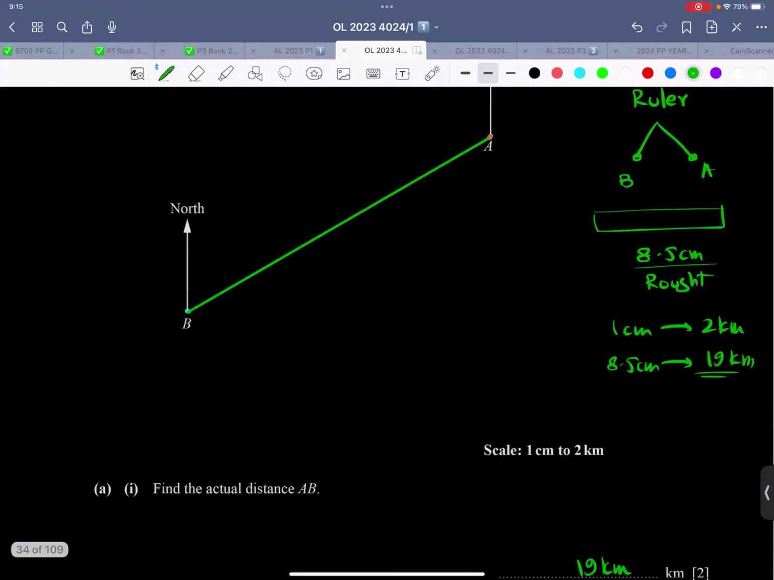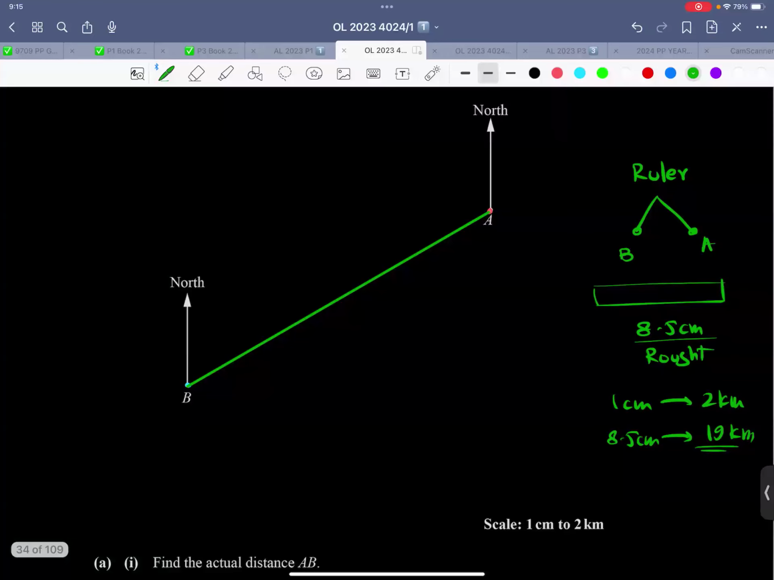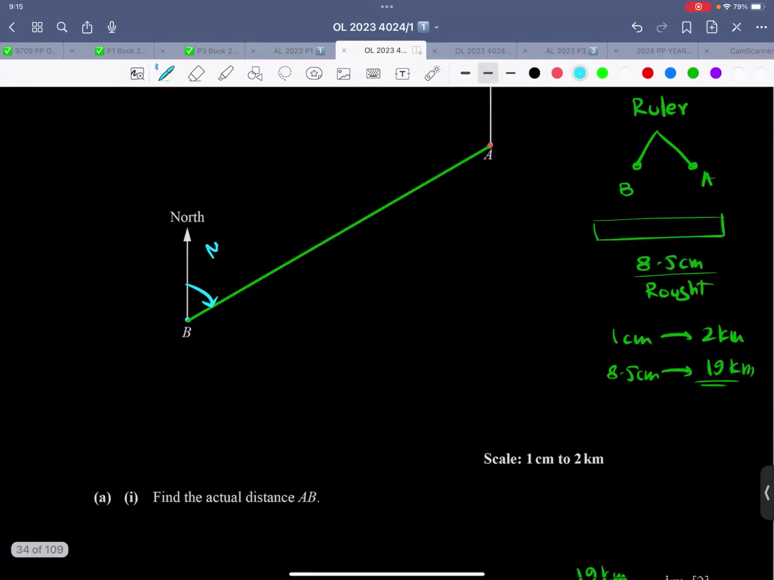Find the bearing of B from A. B from A, if I want this bearing, what I can do is measure this using a protractor. If I measure it using a protractor, let's say this value is coming out to be 70 degrees, or let's say it's 60 degrees, just a rough idea. If this is 60 degrees, that means this one will also be 60 degrees.